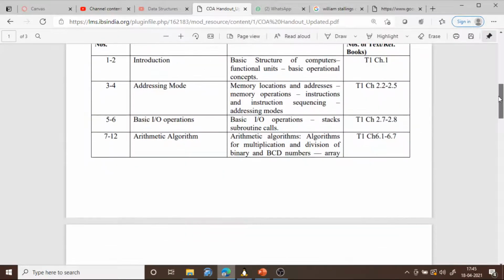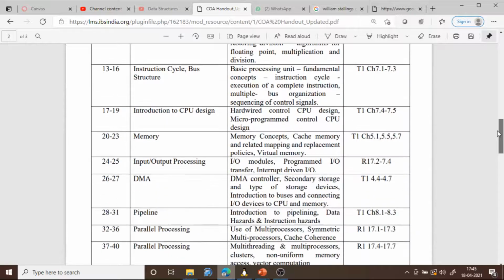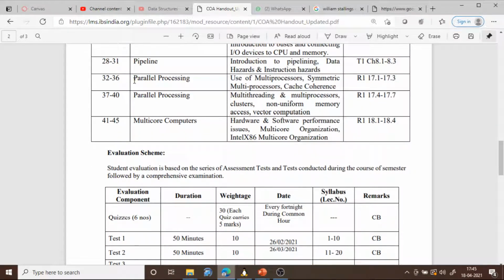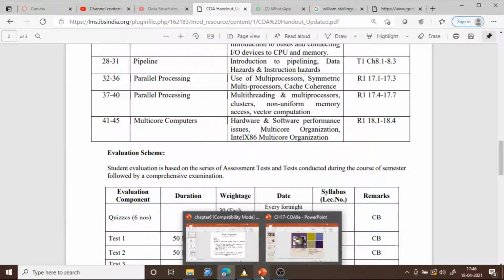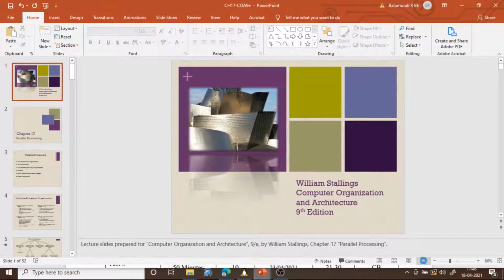Previously also, we mostly used Computer Organization by Hamacher. But for input and output processing, where we discussed programmed I/O and interrupt driven I/O, for these two topics alone we followed Computer Organization and Architecture by William Stallings. Now for the rest of the topics, parallel processing and multi-core computers, for these two chapters also we'll be following the book by William Stallings. So with this info, let us start.